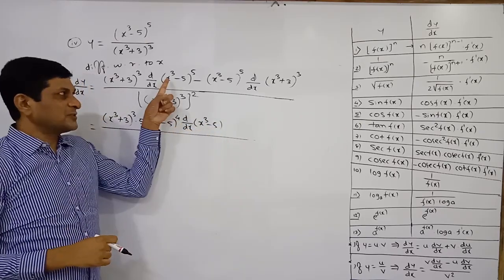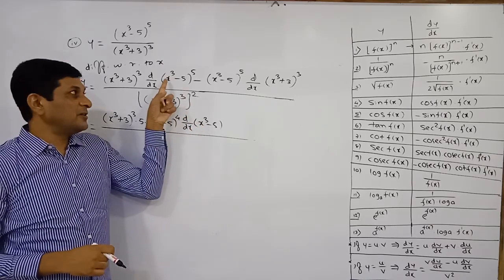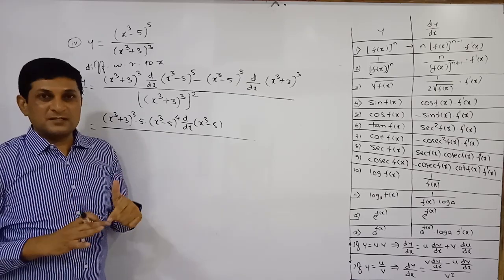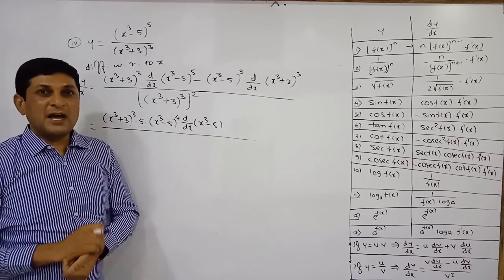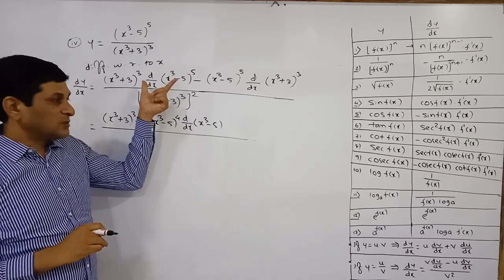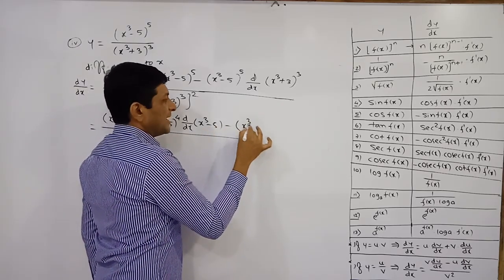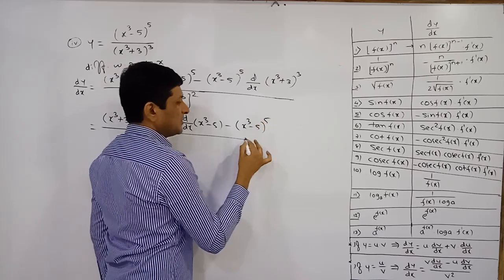See, directly also I am able to write down this derivative. Derivative of x^3 is what? 3x^2. But as far as the board is concerned, these jumping steps are not allowed here. So you have to solve it step by step only. So minus (x^3 - 5)^5, keep it as it is.